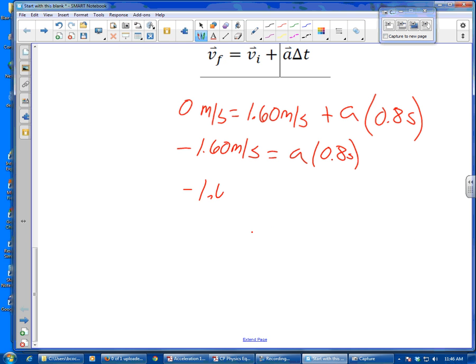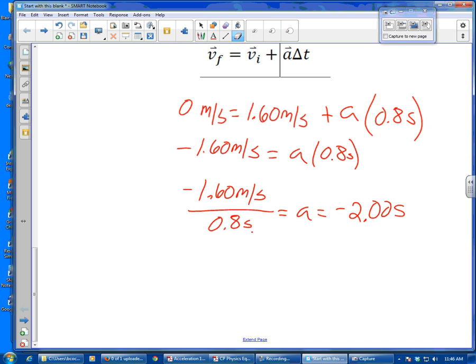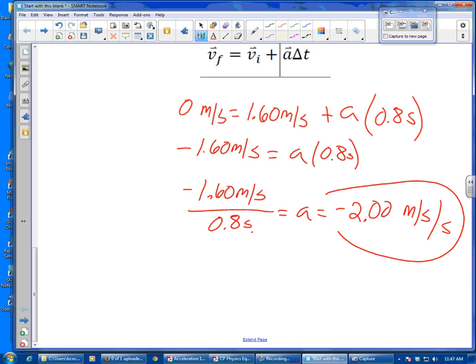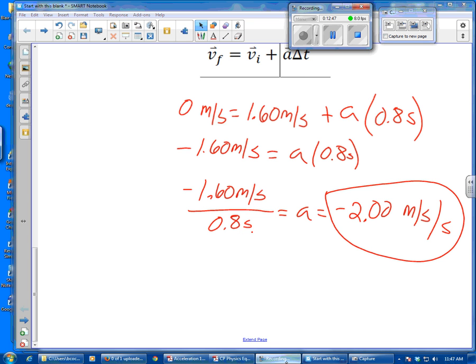Negative 1.60 meters per second over 0.8 seconds. That gives me A equals negative 2.00 seconds. Oh, not seconds. Is my math wrong? Meters per second per second. Yes, that is. Oh, sorry, my O's.